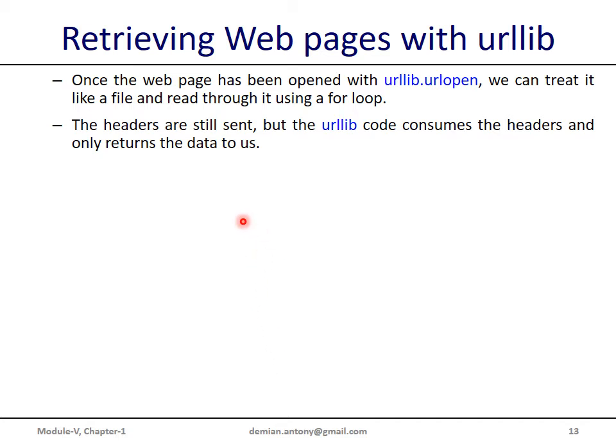As I said, once this web page has been opened using urlopen, it just reads the contents and returns the data in the form of a file, and actually it's a pointer to a buffer, and then you can read the buffer contents much like a file. Also we don't have to worry about the headers and blank line, etc. The urllib code consumes all these headers and then returns only data to us for processing.